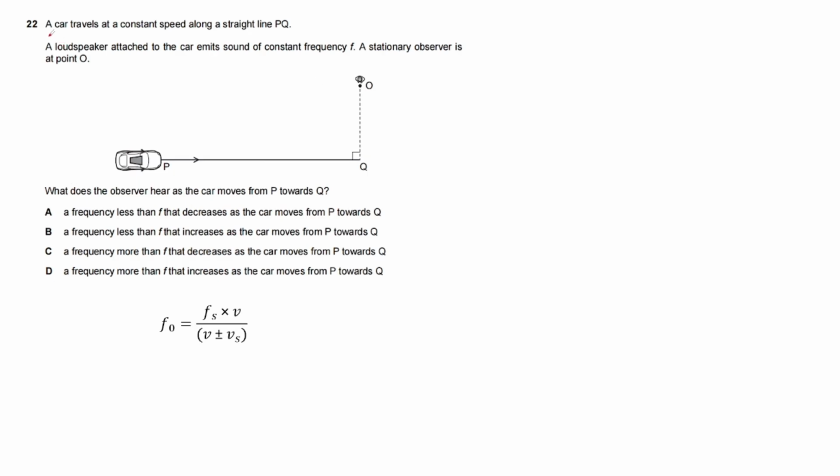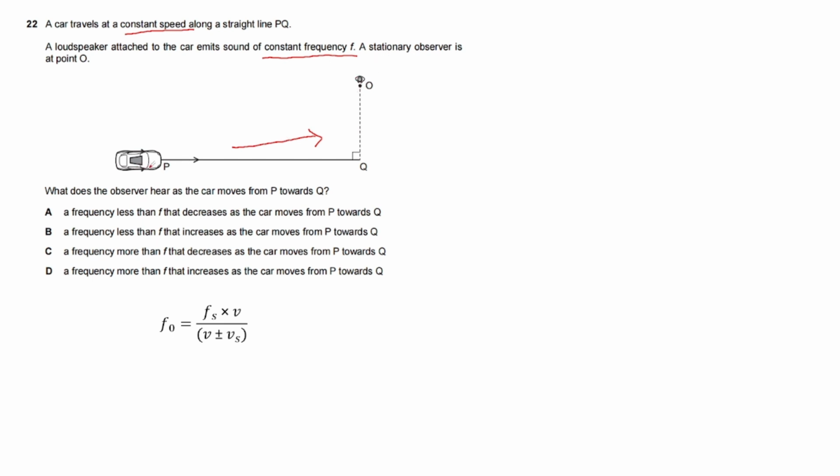Question number 22. A car travels at a constant speed along a straight line PQ. A loudspeaker attached to the car emits a sound of constant frequency F. A stationary observer is at a point O. What does the observer hear as the car moves from P towards Q? So this is a case of the Doppler effect, and we know that as there is a relative motion of the observer or the source, there is a variation in the frequency received by the observer, right?